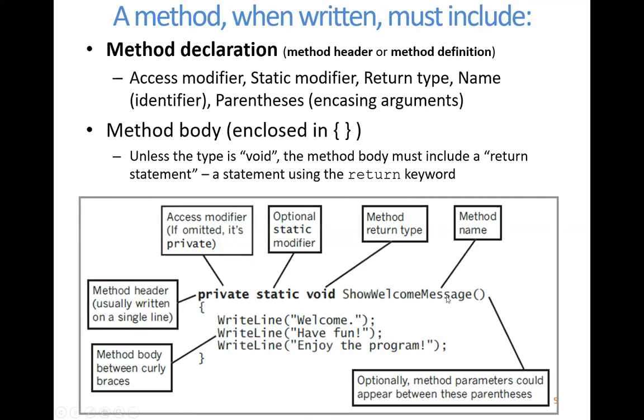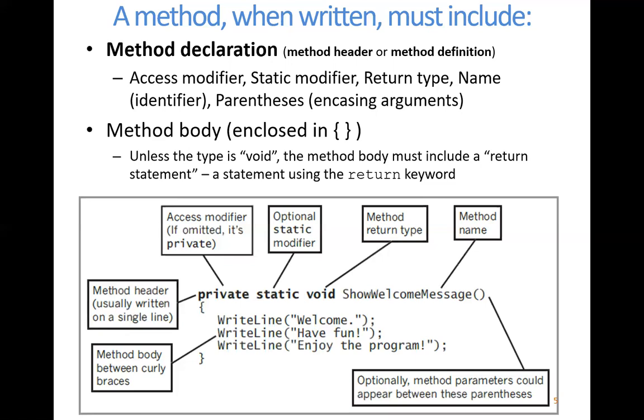Then you give your method a name, and then you have the parentheses for optional method parameters. If you want to input some data into this method, you put those parameters in the parentheses. Then in the body, you can include whatever regular statements you like. And unless it is a method of return type void, you have to have a statement using the return keyword. And we'll see some examples of that as well.